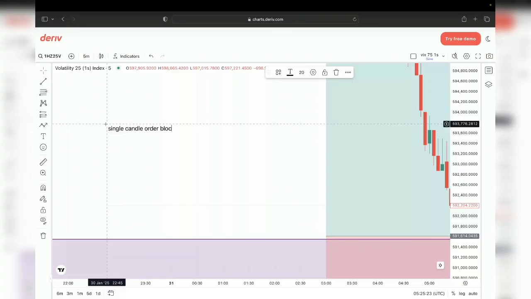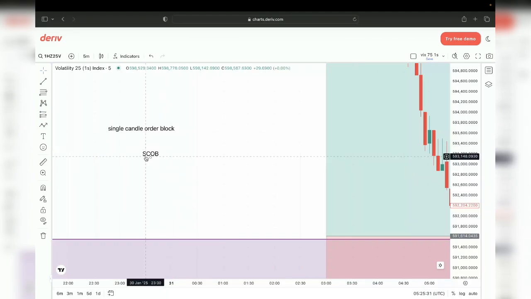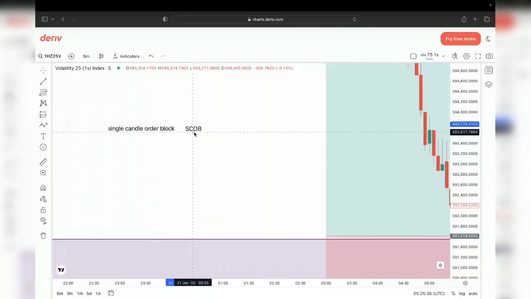This is a confirmation. It's called scope. Pardon me, I was going to say pullback candle. Pullback candle is different. It's called scope. What is scope? Single candle order block. What is a single candle order block?